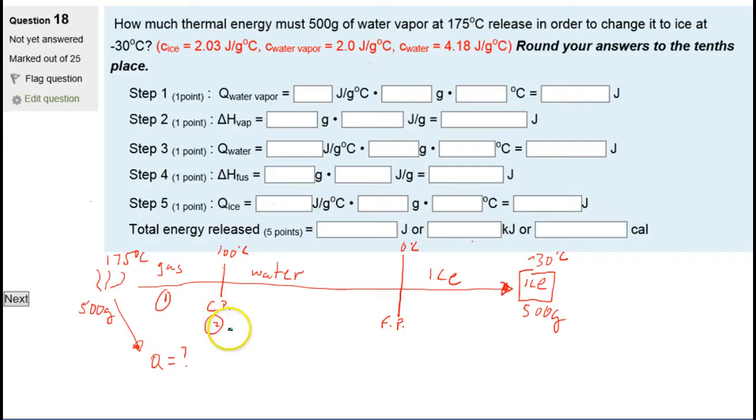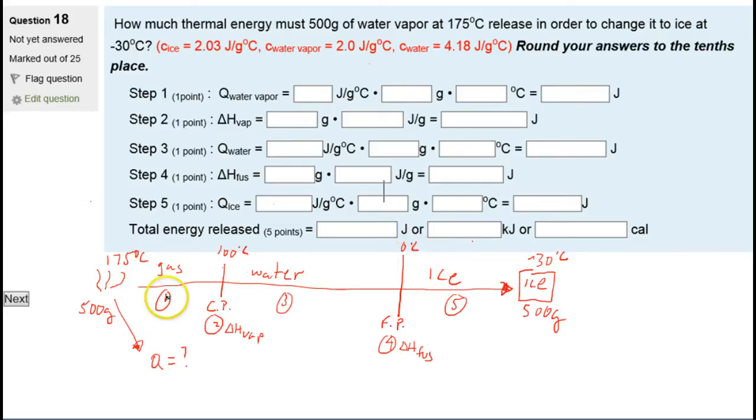In the second step, we will have to calculate the heat of vaporization. In the third step, what we will have to calculate is the amount of thermal energy this water will release as it goes from 100 to 0. In the fourth step, what we'll have to calculate will be the heat of fusion. In the fifth step, what we will need to calculate is the amount of thermal energy this ice will now release as it goes from 0 to -30.